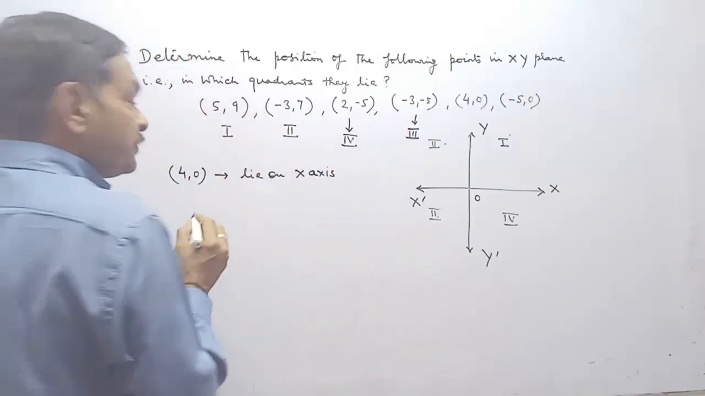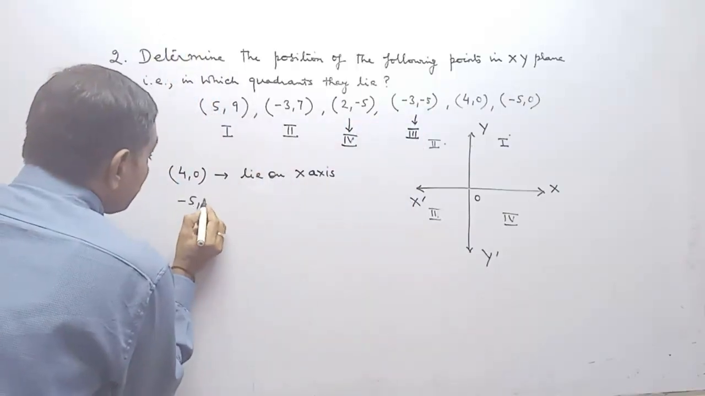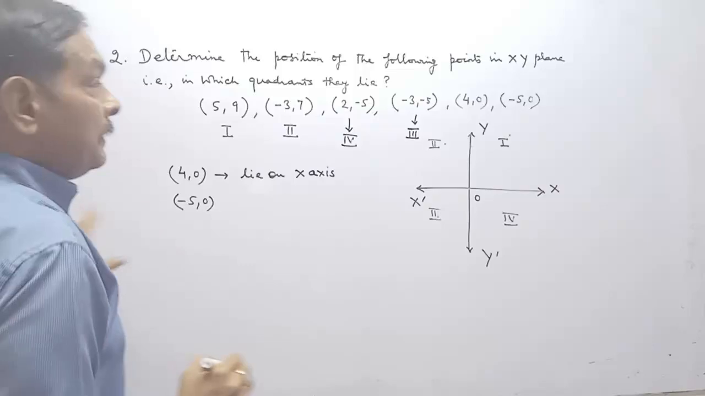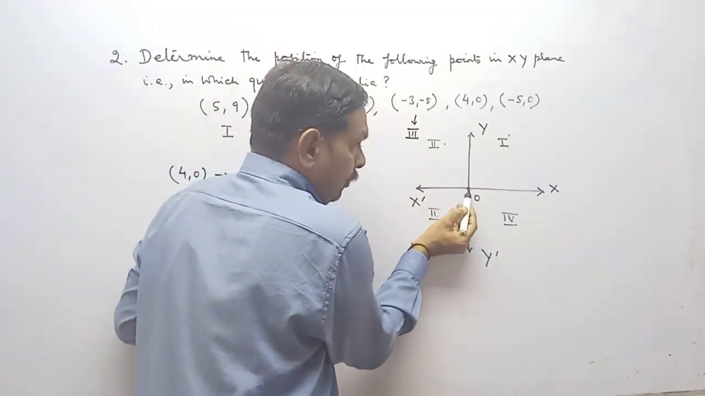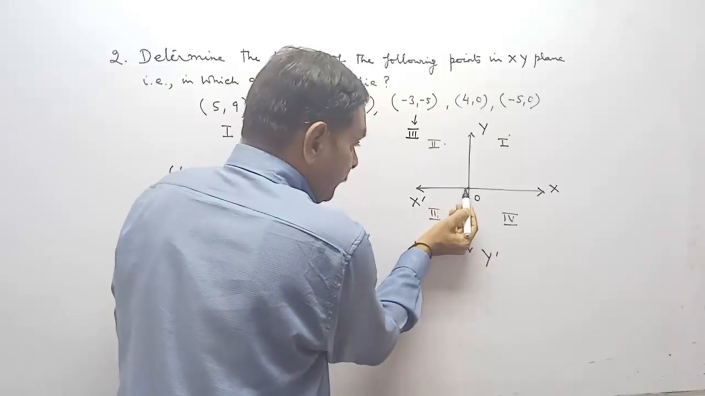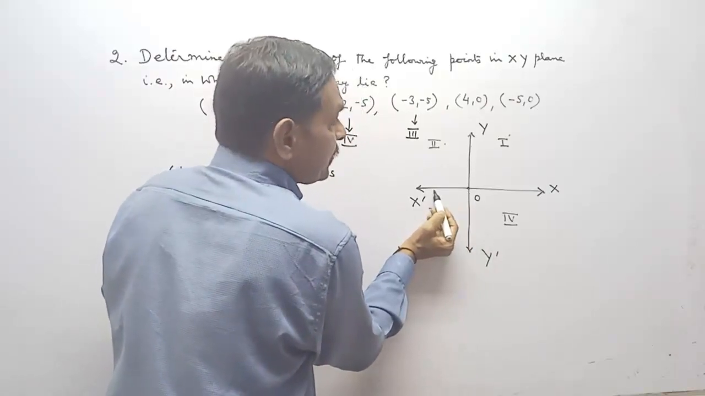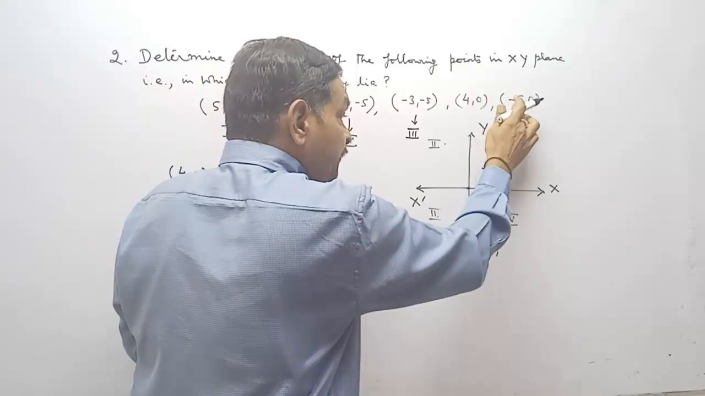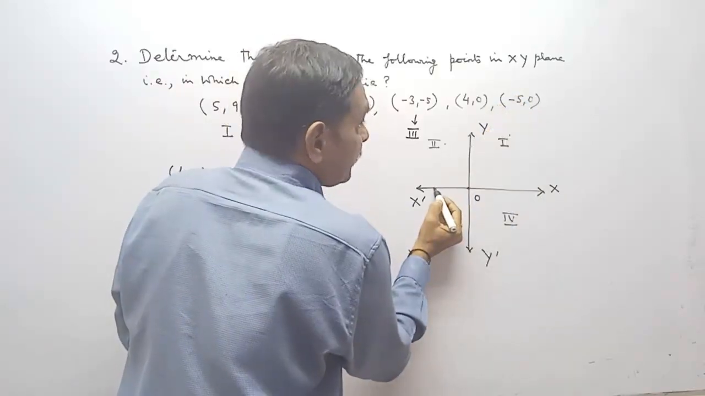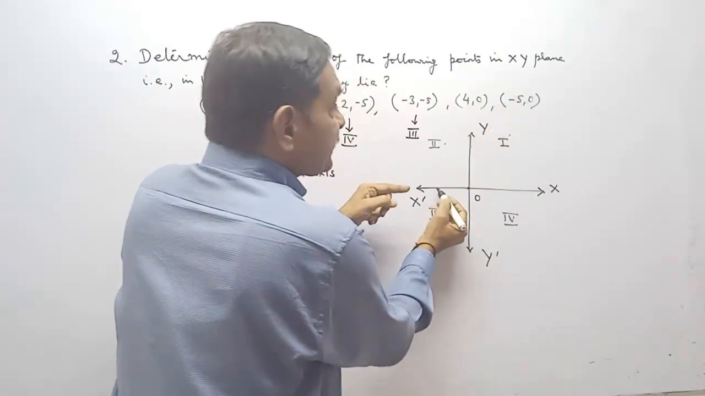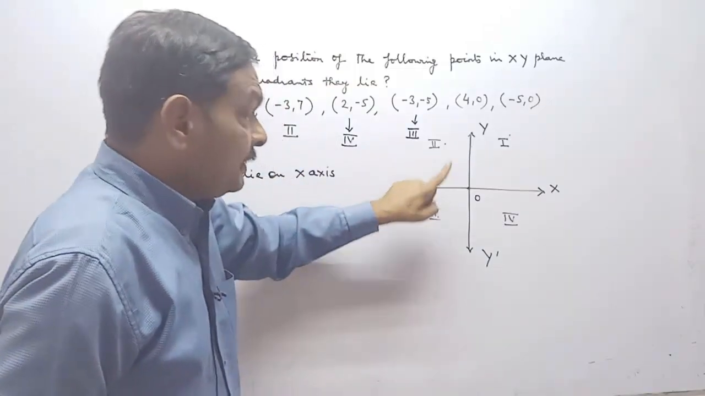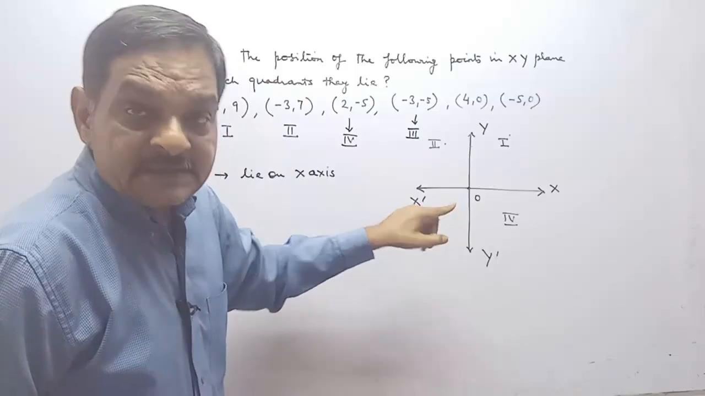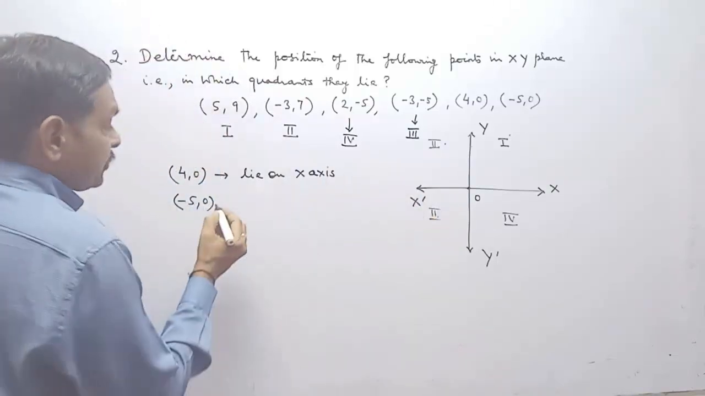Then (-5, 0). Again, this point here, negative direction means in this direction, and -5 in this direction. After reaching here, on Y-axis we are not moving at all. Means this point will lie on the X-axis, but in the negative direction.